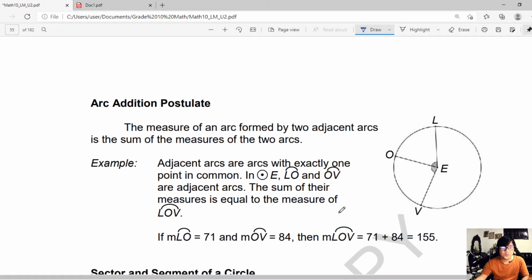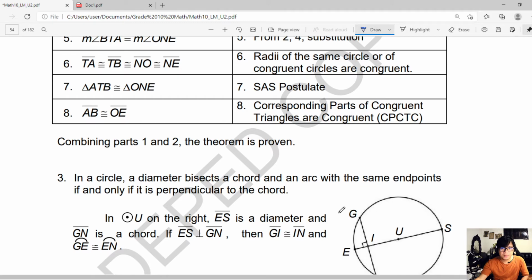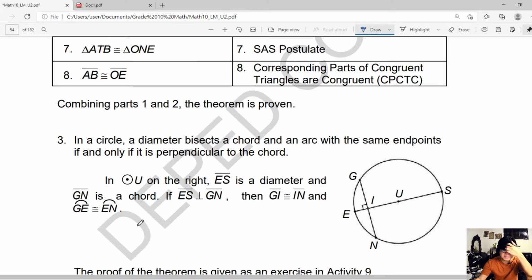Okay. So, we will end, because we will discuss this sa panibagong video natin. We will end up here sa theorem number 3. So, theorem number 3, in a circle, a diameter bisects a chord and an arc with the same endpoints if and only if it is perpendicular to the chord. So in circle U, on the right, segment ES is a diameter, and GN is a chord.